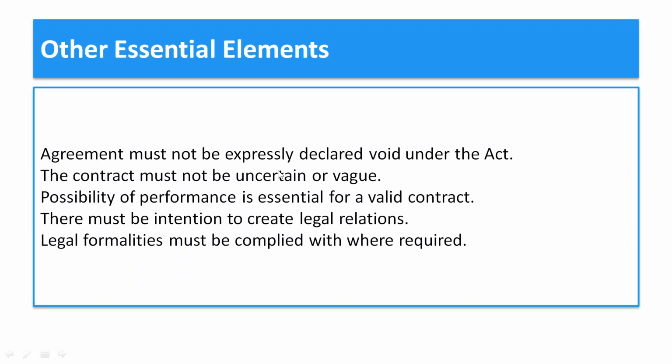Another important point is that the agreement must be possible to perform. If something is impossible to do from the beginning, the agreement cannot become a valid contract. There must also be an intention to create legal relations, which means the parties must intend that their agreement should have legal consequences. In some cases, legal formalities like writing, stamping, or registration are required, and if these are not followed, the contract may be unenforceable.